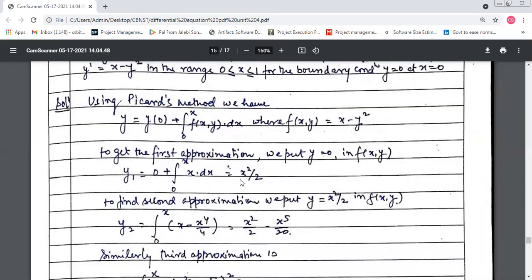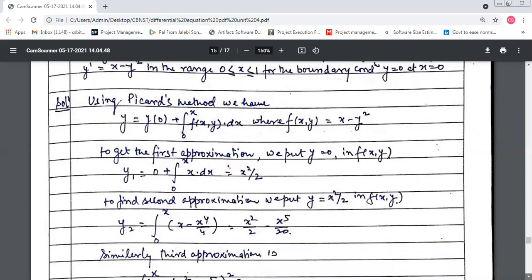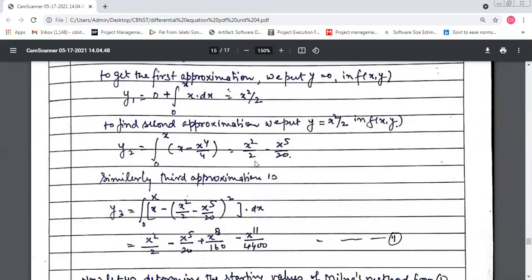What we'll do is replace y by the new approximate value of y, that is x square by 2. So it will become x minus x to the power 4 by 4 for y2. Integrating with respect to x between 0 and x, we will get x square by 2 minus x to the power 5 by 20. Similarly, the third approximation we can get by putting the value of y2 as x square by 2 minus x to the power 5.